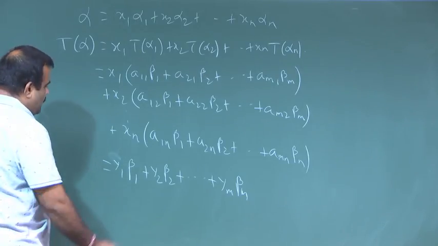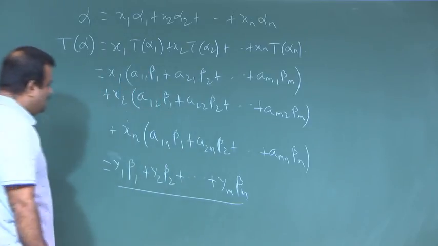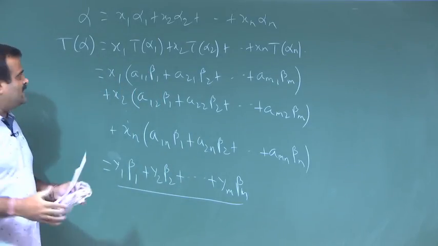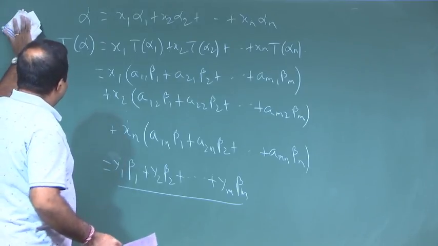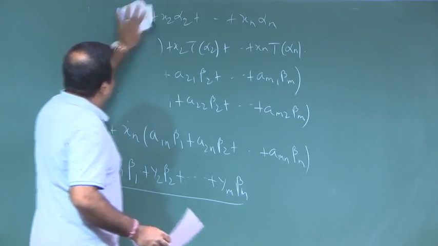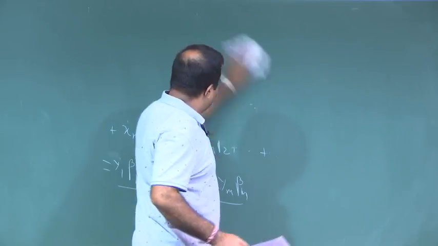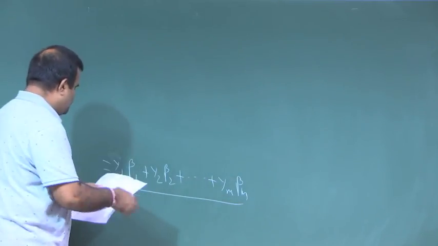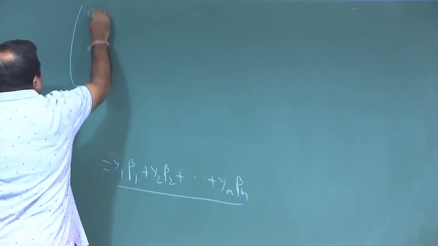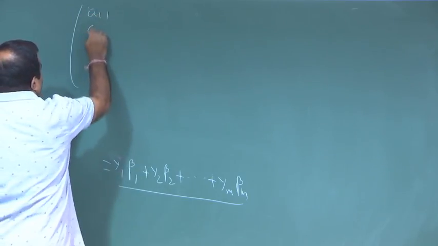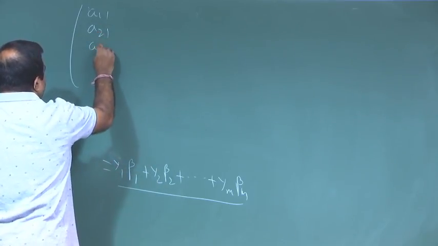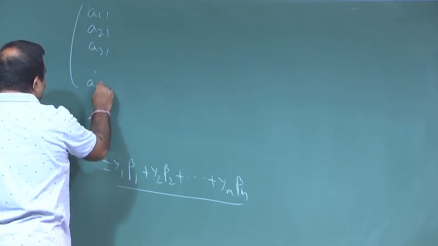So, now these y i are nothing but coming from multiplying the matrix. So, these y are coming from putting the matrix A over here, multiplying by the coordinate of alpha 1, where the coordinate of alpha 1 is a 1 1, a 2 1, a 3 1, dot dot dot a m 1.